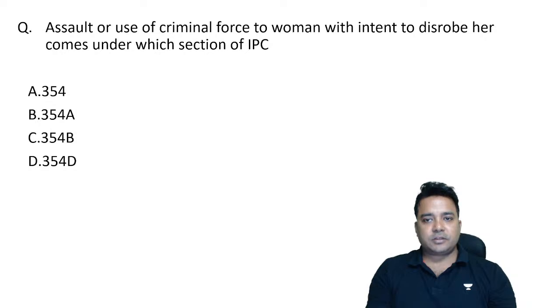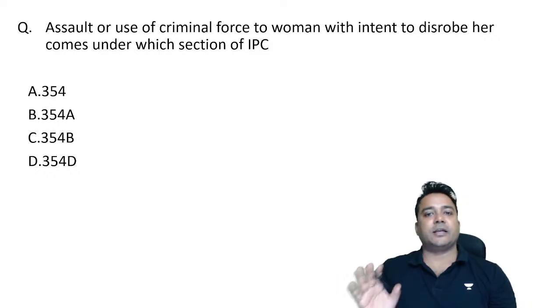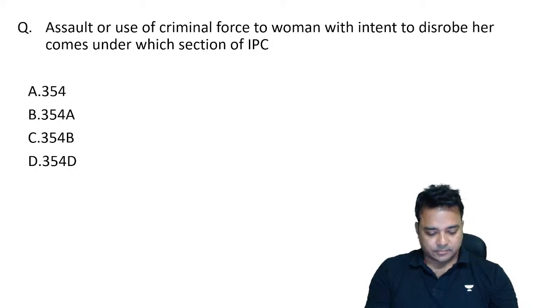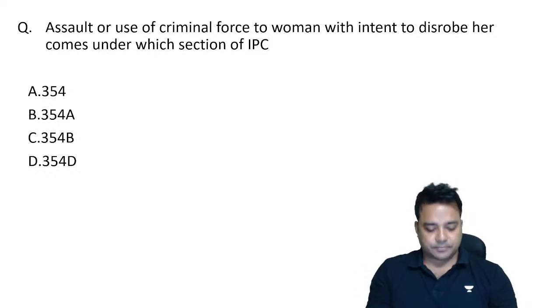Assault to a woman with intention to disrobe her comes under which of the following sections? Sexual offense के sections and injuries related sections are any day important. ये दो एरियाज हैं जहां पर सेक्शंस को एक बार रिवाइज कर लें, बाकी भले ही छोड़ दो, बट ये दो एरियाज को कवर कर.